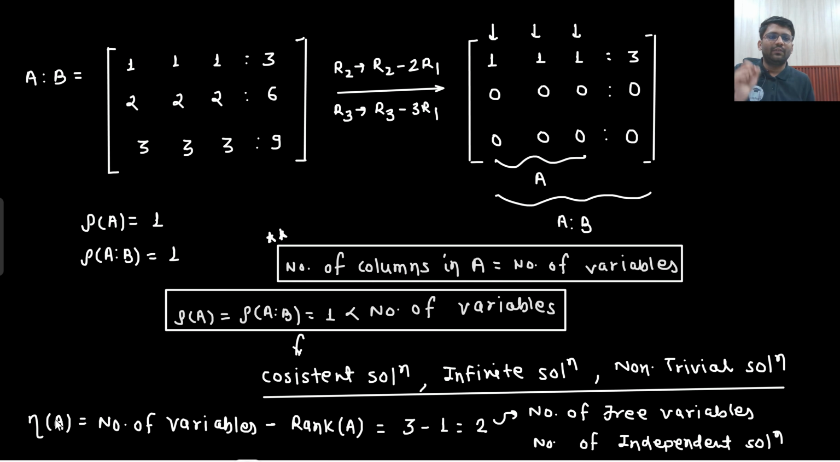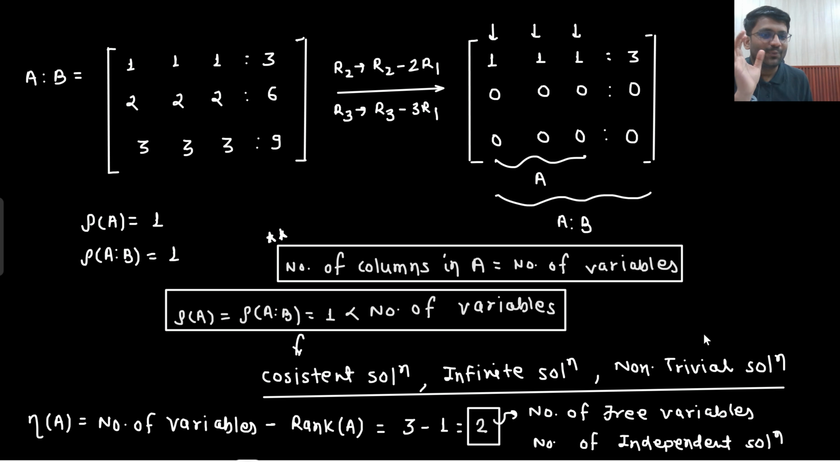So although the definition of nullity in books would be written as number of columns minus rank, actually it is number of variables minus rank. And what would that represent? That would represent the number of free variables.